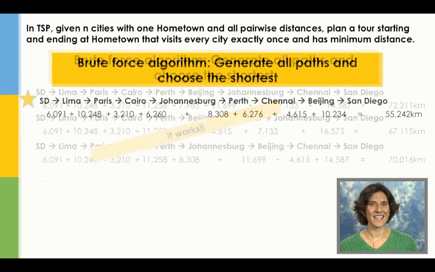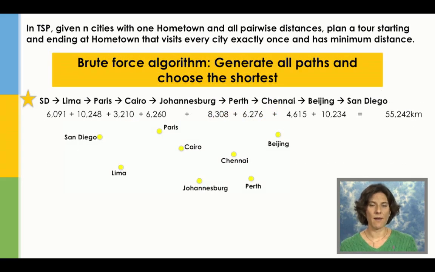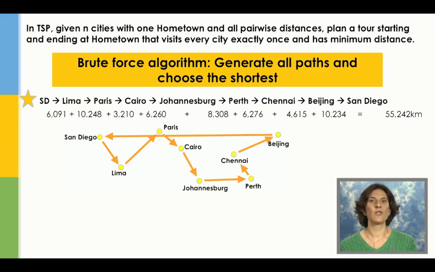In this case, I implemented a solution for this problem, this brute force solution, and I found that the best path is actually to go from San Diego to Lima to Paris to Cairo to Johannesburg to Perth to Chennai to Beijing and then back to San Diego. And that has a total path cost of 55,242 kilometers. All right, so this works.